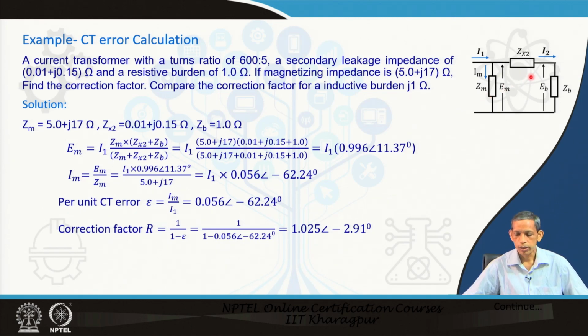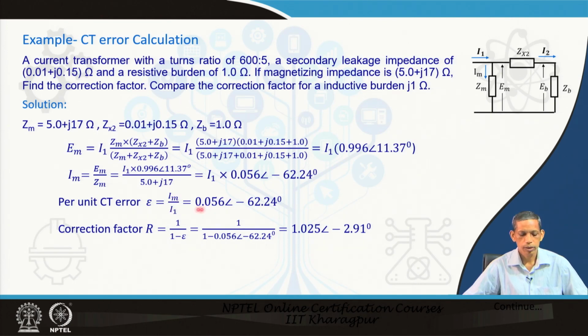So, what is E m? E m is nothing but I 1 into the corresponding impedance, all impedances being given. So, I 1 into the equivalent impedance, Z x 2 plus Z b in series, in parallel with Z m. Substituting this value, we express E m in terms of I 1. So, I m equals E m upon Z m, and we can express I m in terms of I 1 also, and then the per unit CT correction error is I m upon I 1.